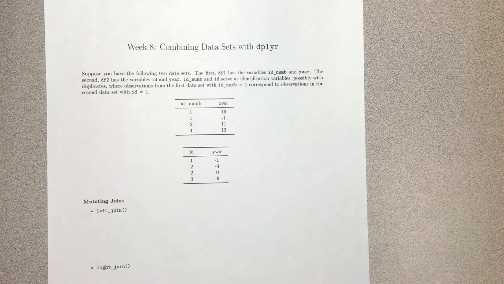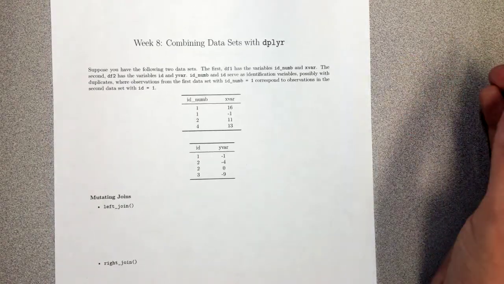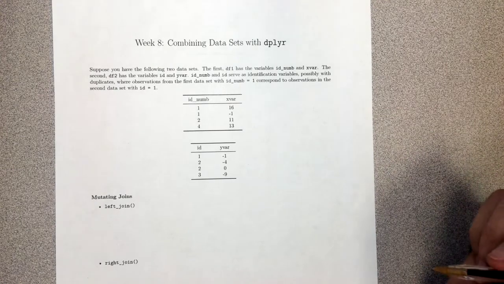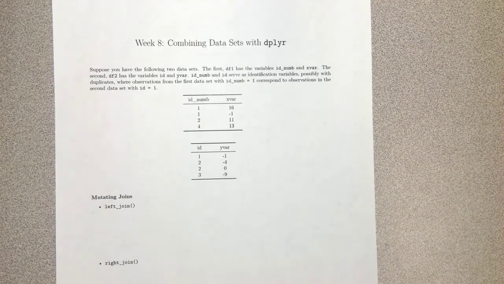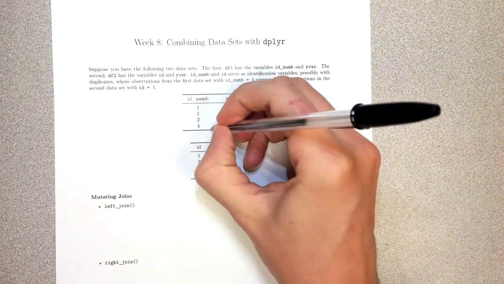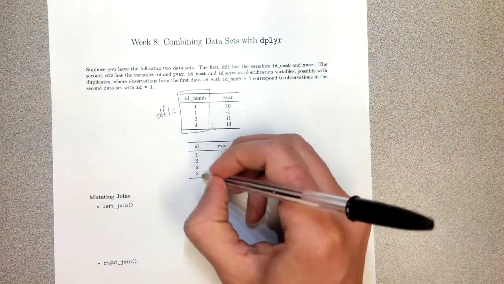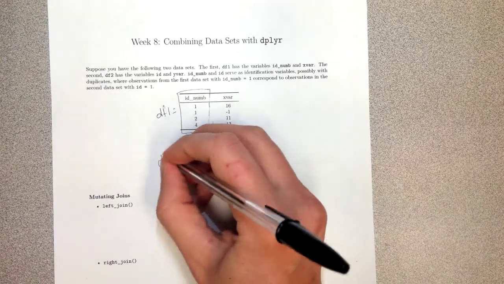The purpose of this handout is just to introduce some of these different join functions, which is going to be our primary way of combining two different data sets in R. When you combine different data sets, R needs some way to match up the rows. The variable that we use to match up those rows is called a key. In our example, the key is the ID number for the first data set, DF1, and the key is ID for the second data set, DF2.